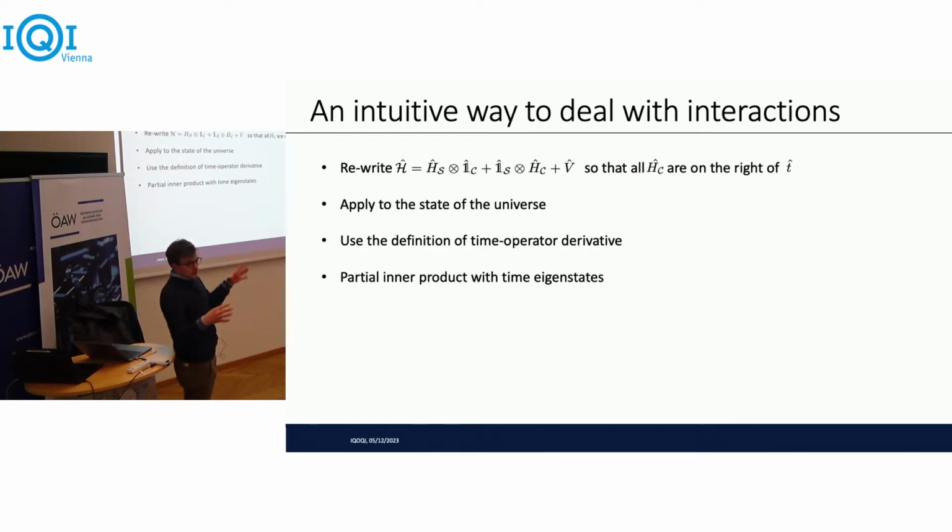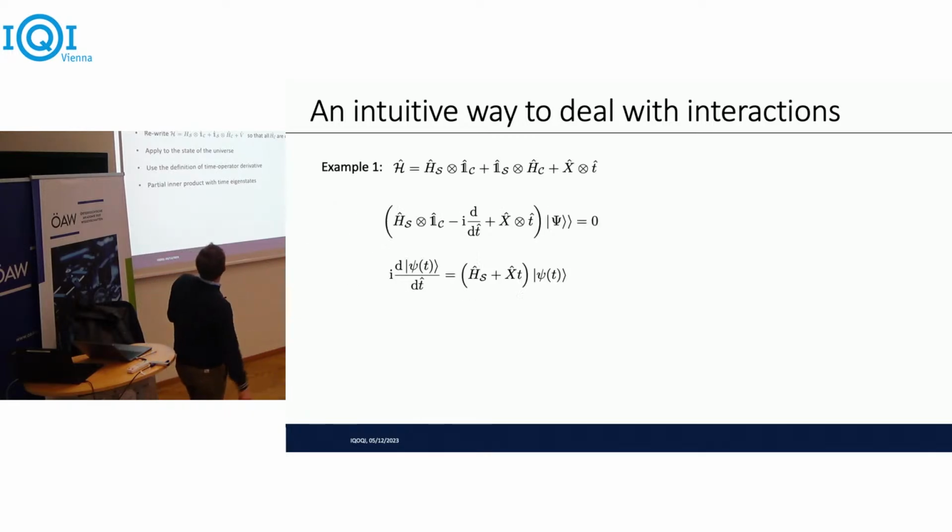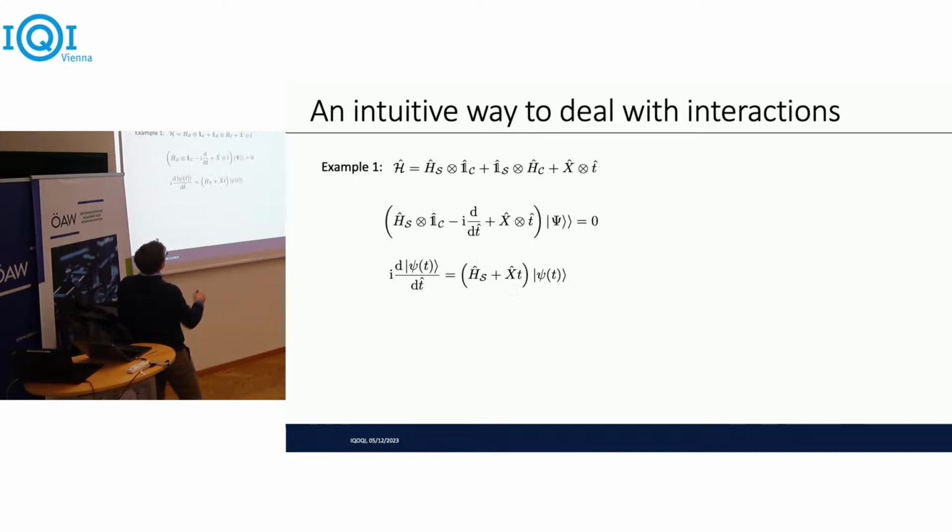You apply the constraint on the state of the universe, the usual thing, and you use the definition of a time operator derivative I introduced before. Then you take the partial inner product with time eigenstates. Let me give you an example. We start from this constraint here. So we have H_S, the Hamiltonian of the system, plus the Hamiltonian of the clock, and now I've added an interaction bit of this form. It's just an operator on the system, tensor the time operator on the clock.